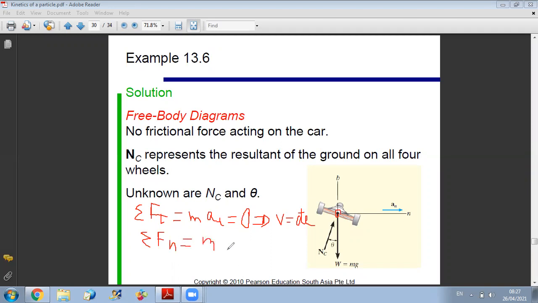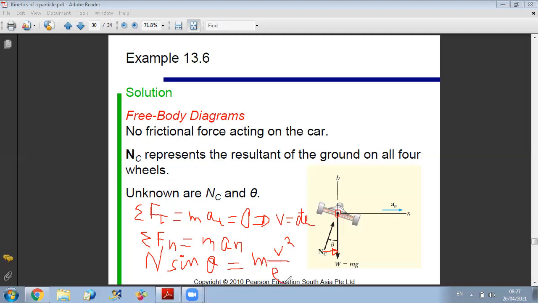You can see that the weight is only along UB, so no projection along UN. You only have the projection of the normal force. So this is N sine theta on UN. Okay, so if I project, I have N sine theta equals to an, which is v square over rho, so you can replace an by its value, so m times v square over rho.